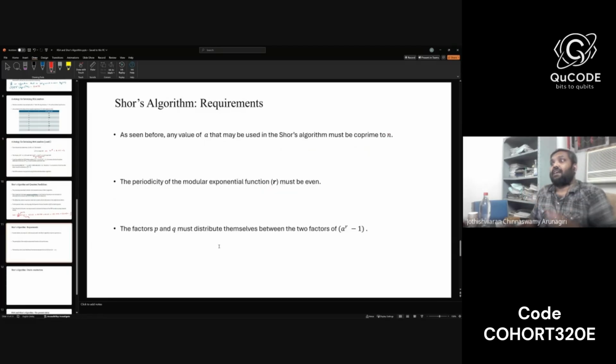So when the order, the periodicity, is even, then what happens is the following. Let me just write it here. r should be equal to 2k. Essentially, a to the power r congruent to 1 mod n implies a to the power k whole squared congruent to 1 mod n.